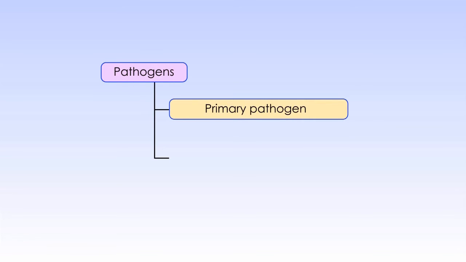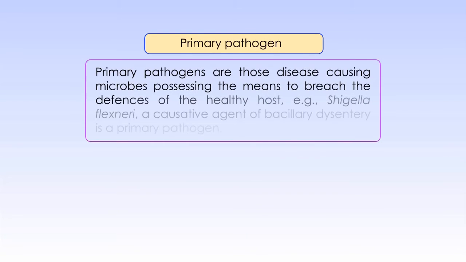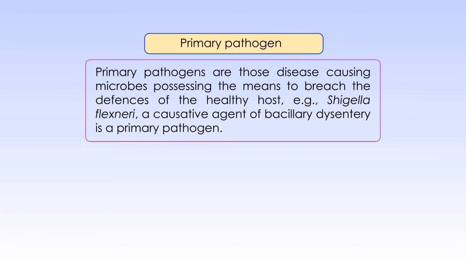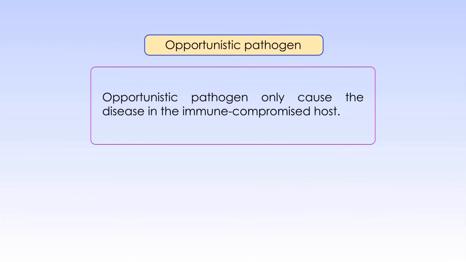Pathogens may be either primary pathogens or opportunistic pathogens. Primary pathogens are disease-causing microbes possessing the means to breach the defenses of the healthy host. For example, Shigella flexneri, which is a causative agent of bacillary dysentery, is a primary pathogen. When ingested, it can survive the natural barrier of the acidic pH of the stomach, then enter the intestine and begin to replicate, while opportunistic pathogens only cause disease in the immunocompromised host.